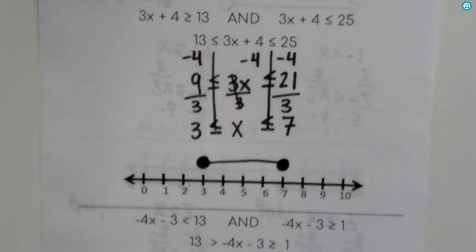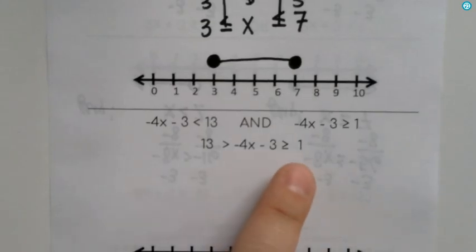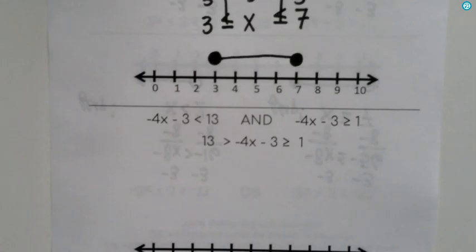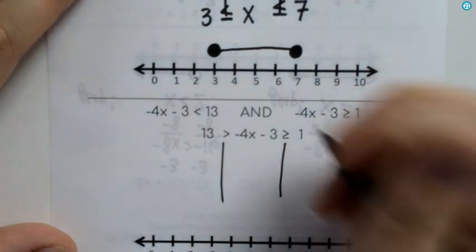Okay. So our very last one, we've got negative 4x minus 3 is less than 13, and negative 4x minus 3 is greater than or equal to 1. So that means negative 4x minus 3 is between 1 and 13, basically. So we're going to solve this like a three-sided equation. Anything I do in the middle, I'll do to the left and the right. So I'm going to add 3 everywhere.